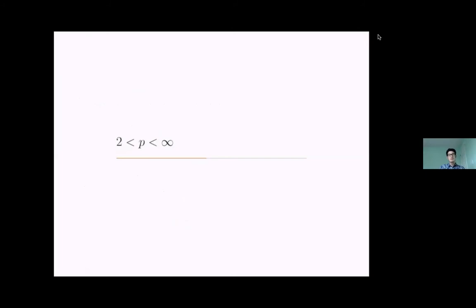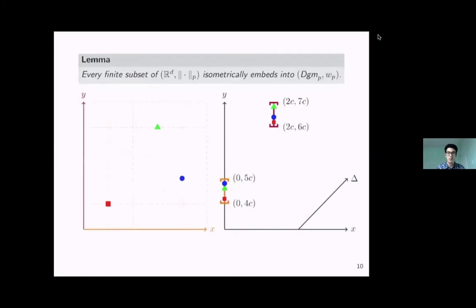Okay. So now we're going to talk about the case when P is strictly larger than 2, the strictly is important, and less than infinity. This is a slightly different situation, but a similar kind of technique works. So what you first might try to do is do a very similar embedding to the one that we just talked about.